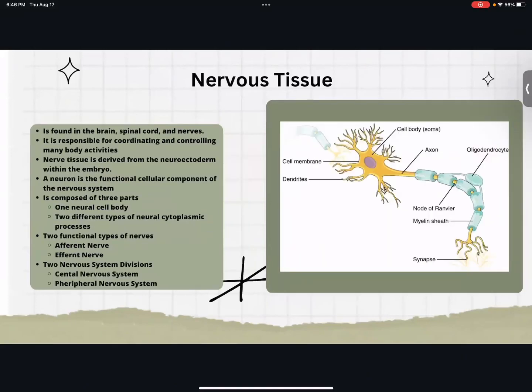Nervous tissue is found in the brain, spinal cord, and nerves. It is responsible for coordinating and controlling many body activities. Nerve tissue is derived from the neuroectoderm within the embryo. A neuron is a functional cellular component of the nervous system. It is composed of 3 parts: 1 neural cell body, 2 different types of neural cytoplasmic processes, and it has 2 functional types of nerves, afferent and efferent nerves, and 2 nervous system divisions: central nervous system and peripheral nervous system.